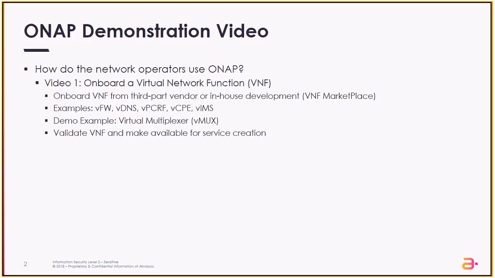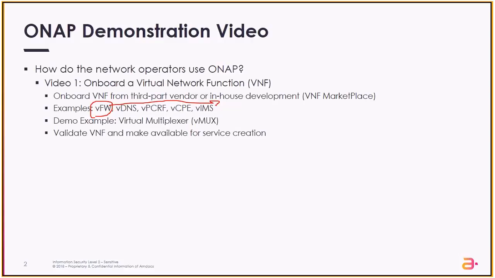You could get a VPCRF if you like from Amdocs, or you may go to other vendors such as Cisco or Ericsson and get a whole range of virtual network functions. Some may also be developed in-house. Some examples I've highlighted here. They can be very simple, such as a virtual firewall, and they can range up the gamut to something like virtual customer premise equipment or virtual IMS.